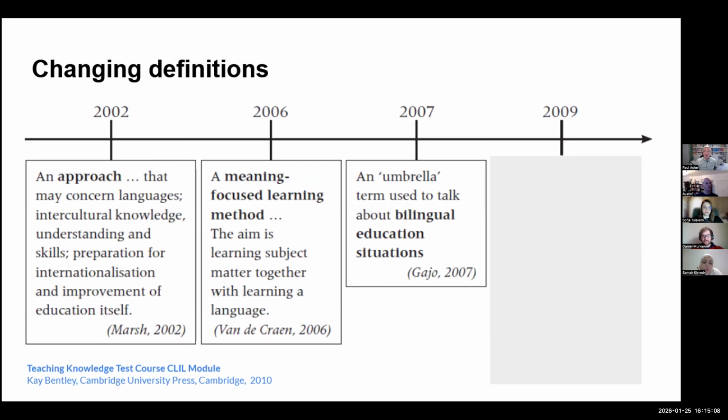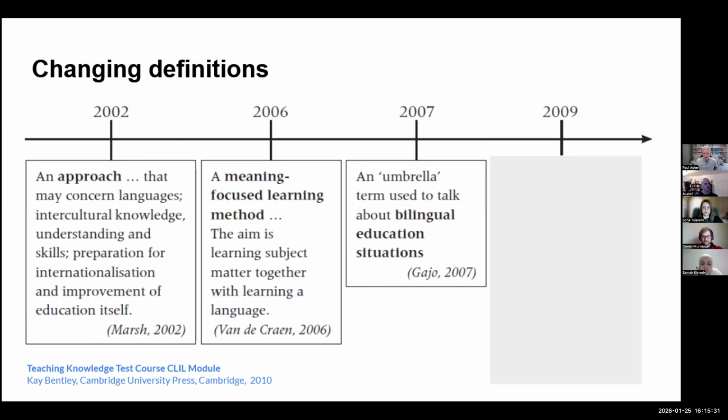It's certainly part of Egypt's 2030 plan. And I was lucky enough to be involved in writing some of the materials for that. We'll have a look at how CLIL transfers to materials a bit later as well. And I think that's in 2007 where this umbrella term became used.